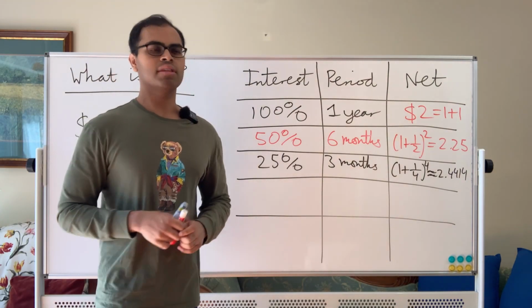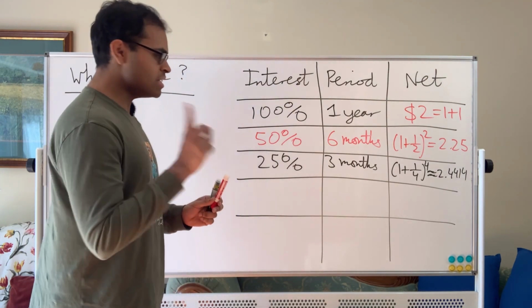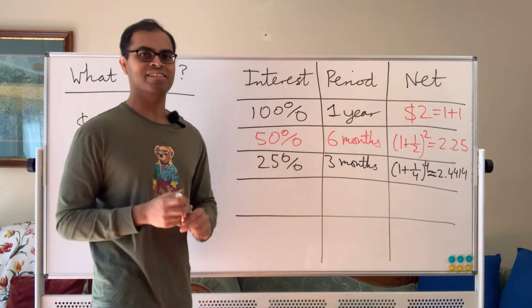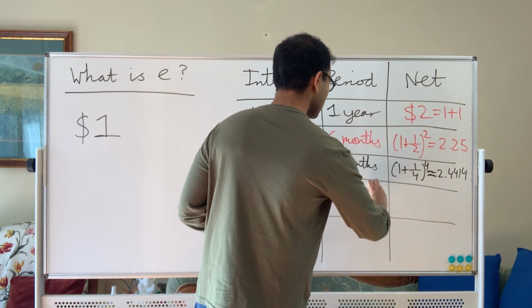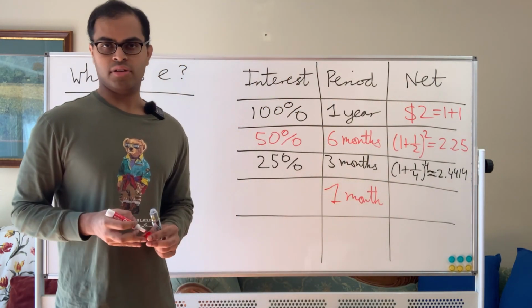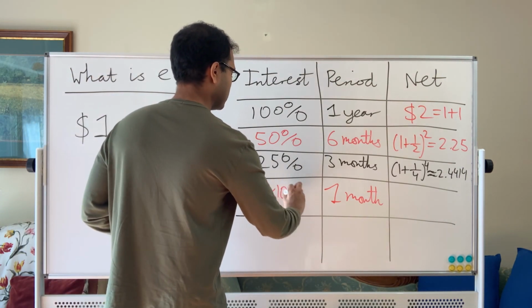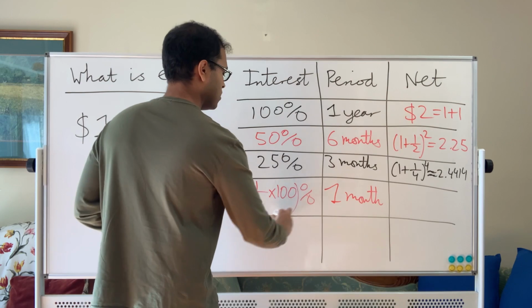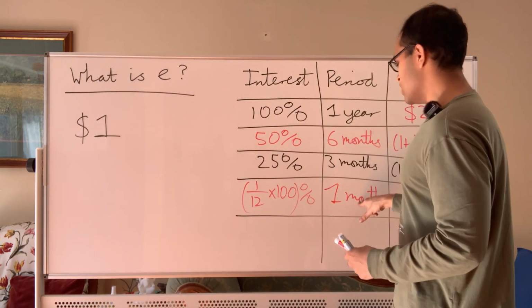What if we kept going with this? What if instead of doing it every 3 months, we did it every 1 month? Let's keep going, and we're going to see this really miraculous thing come into play. So let's do every 1 month. Now, of course, our interest is going to be 1/12 of 100. Let's just say 1/12 times 100%. Whatever that is, it doesn't really matter. You're just splitting up 100 into 12 pieces and doing your interest every month.